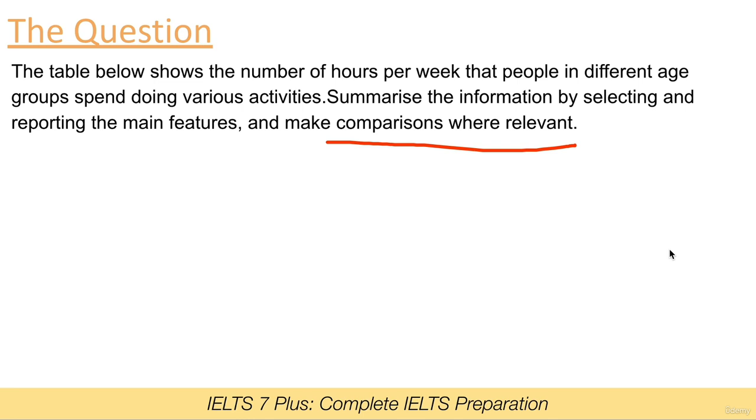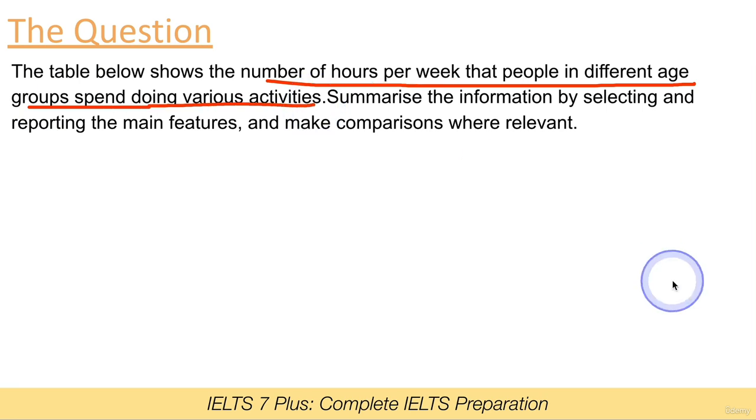Now, this is really important because you are being critiqued on how well you can pick or pull out the most important or striking or interesting parts of the data. You're not expected to talk about every single part of it. Okay, so what are we looking at then? Let's think about this a bit more. Number of hours per week that people in different age groups spend doing various activities. So in other words, how people spend their free time.